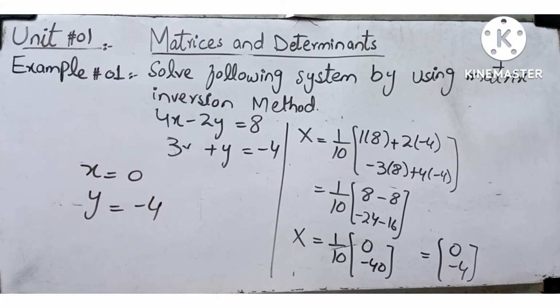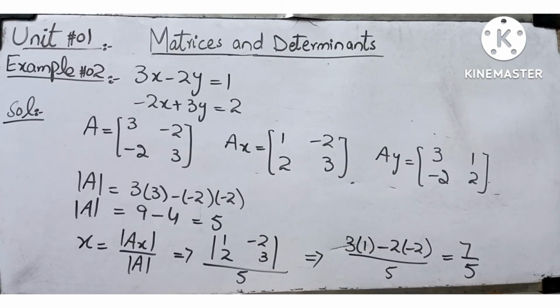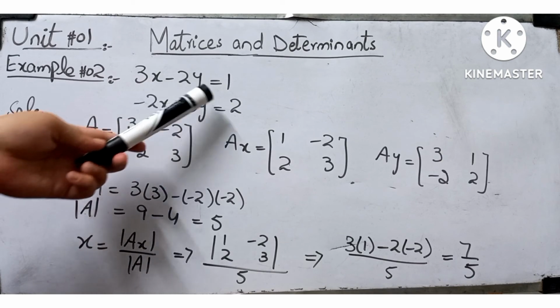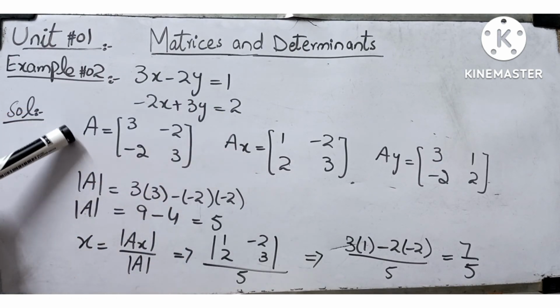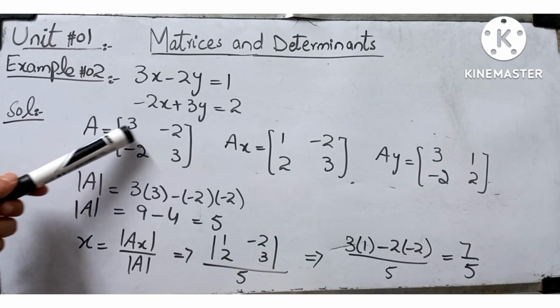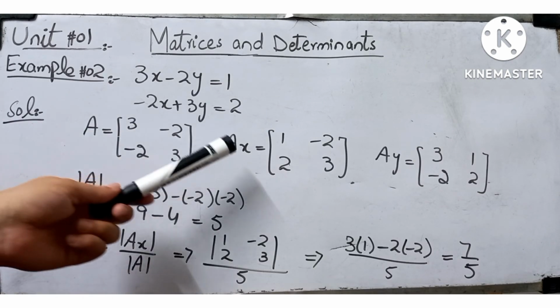It is the matrix inversion method, and you can say that it is the first method to solve the simultaneous linear equations. If you have any questions or queries, do ask me in the comment section. The next example is 3x minus 2y is equal to 1, minus 2x plus 3y is equal to 2. The matrix A is the matrix of coefficients 3, minus 2 and 3.